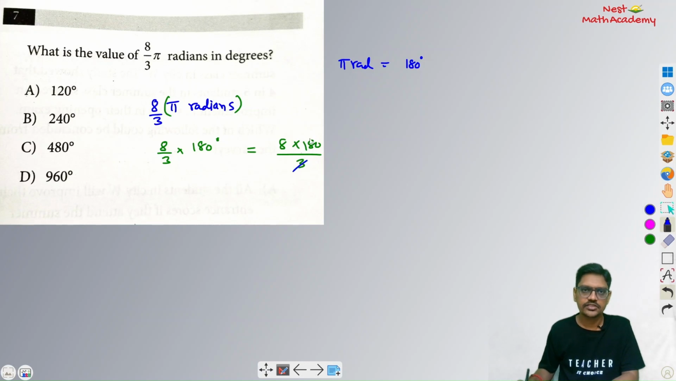I would like to cancel this first, which was 3 times 60. You can multiply 8 and 180 first and divide with 3 later, but I choose to divide 180 first because it is a little easier that way. If you're comfortable multiplying 8 with 180 first and dividing later, both are one and the same. So I'm dividing by 3, and this goes 60 times. Now I multiply 60 and 8, which is 480 degrees. So option C. Okay.